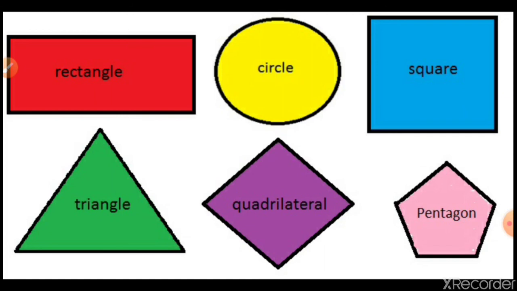So children, you can see these are some basic 2D shapes: rectangle, circle, square, pentagon, quadrilateral, triangle. Quadrilateral is a type of rectangle only. Okay, it also has 4 sides. You can see it has 4 sides and 4 corners.